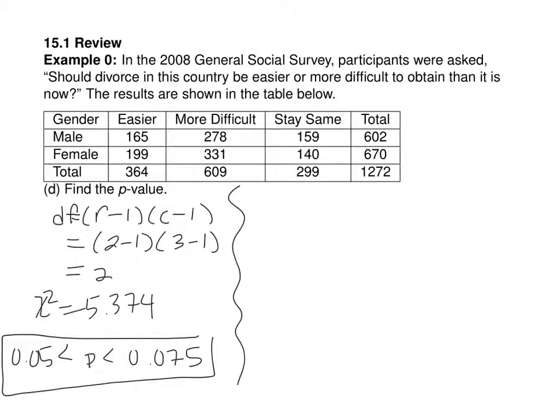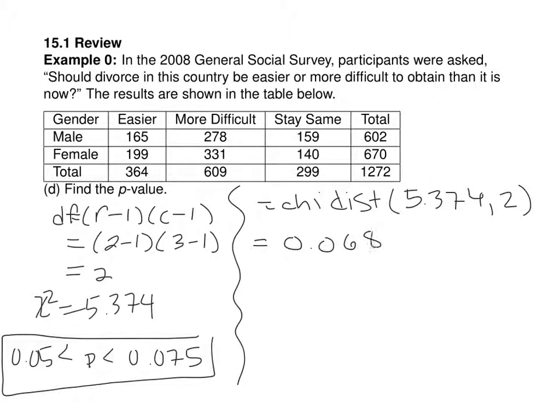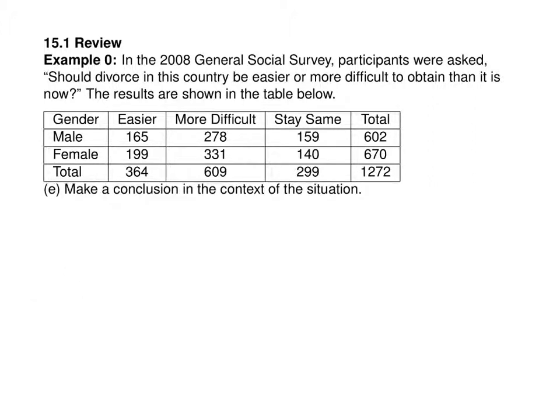If you compute this exactly in Excel, by typing in chi-dist with your chi-square statistic, 5.374, and degrees of freedom being 2, you get a p-value of 0.0681. So that's pretty close to our traditional cutoff level, but unfortunately not close enough. Okay, make a conclusion in the context of the situation. So in this case, you do not reject H naught.